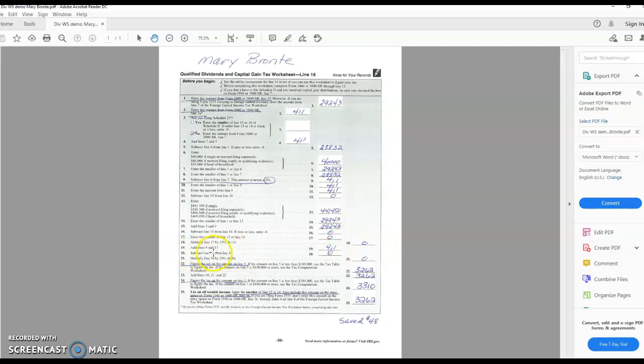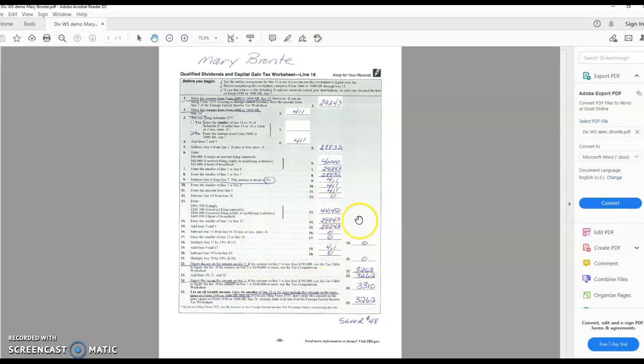Line 19, add lines 9 and 17. So 9 is 411, 17 is 0, so that's 411. Line 20, subtract 19 from line 10. So line 10 is 411 minus line 19 of 411 is 0. Line 21, multiply line 20 by 20%. 0 times 20% is 0.